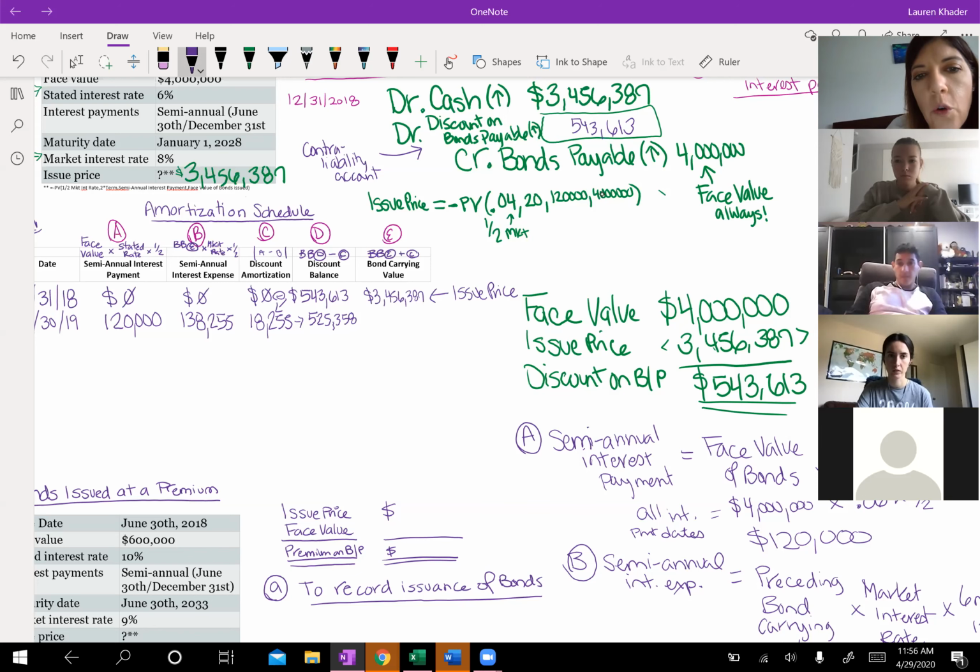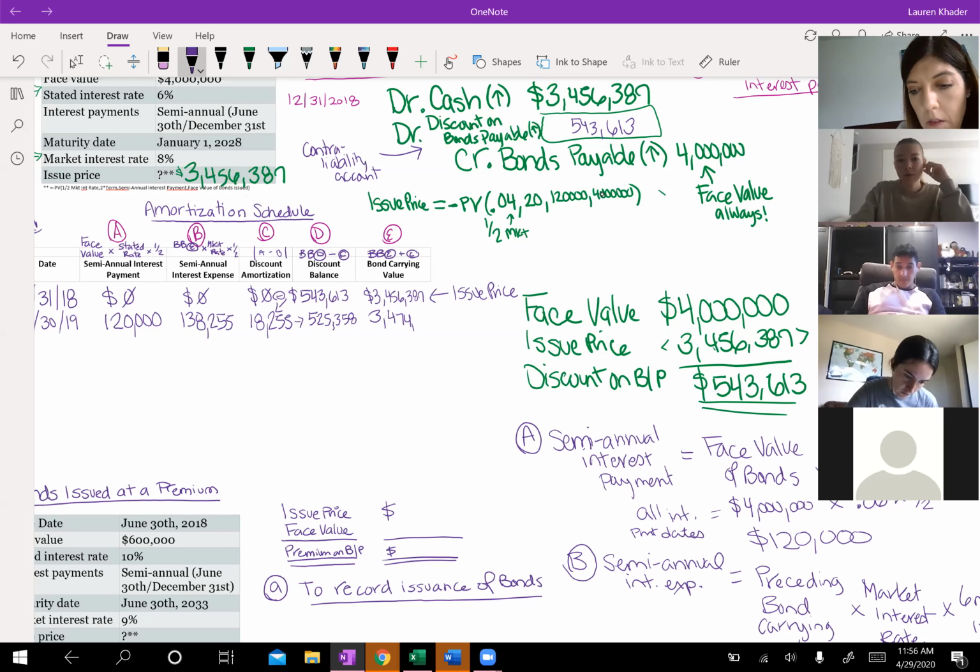So what happens to our bond carrying value? It's going to be inching towards face value. So we're going to take our 3,456,000, our beginning balance of our bond carrying value for this period. We're going to add the amount that we amortize that discount, 18,255, and our new bond carrying value is going to be slightly higher at 3,474,000.